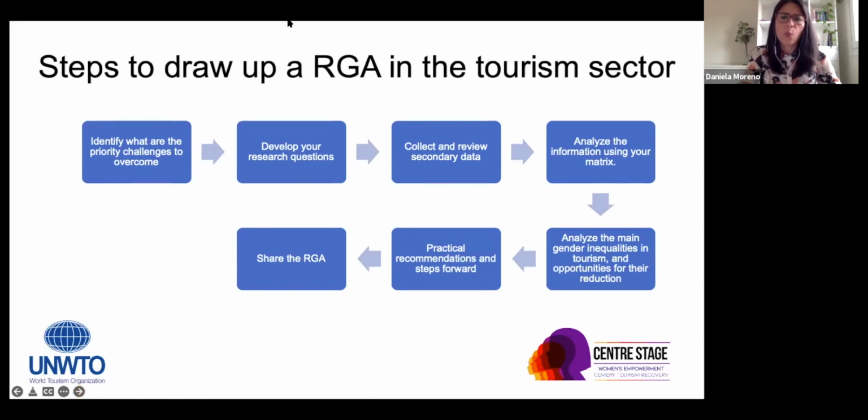Then we have to give recommendations. In recommendations, these are the actions, and then the step forward. The step forward is how you are going to put the recommendations, which are the actions, into practice as well. And finally, we have to share the rapid gender assessment with the main stakeholders. We have to disseminate its importance, and this is quite linked to gender advocacy as well.